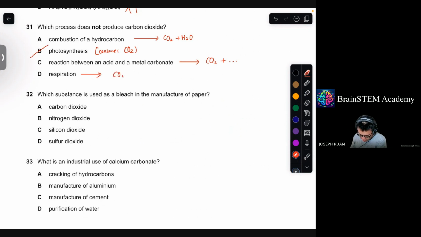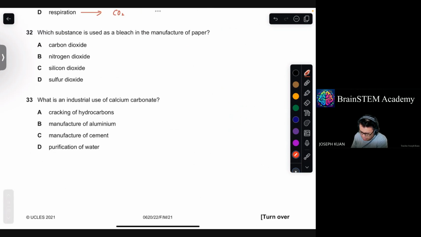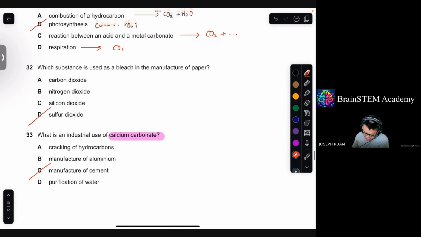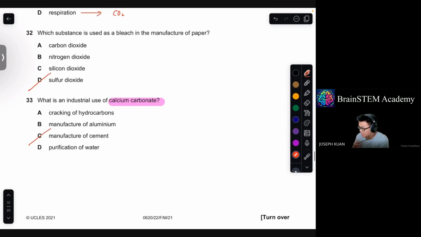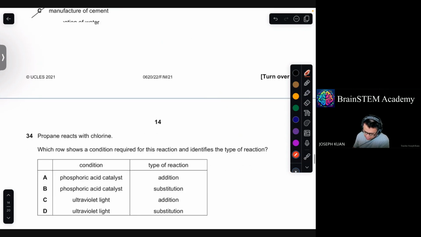Moving on to question 32. Which substance is used as a bleach in the manufacture of paper? There will be sulfur dioxide. You kind of need to memorize this in order to know the answer. Right, the answer is sulfur dioxide. Moving on to 33. What is an industrial use of calcium carbonate? Calcium carbonate is used in the manufacture of cement. As you can see, for questions 32 and 33, you just need to know how it is done in industry. All right, moving on to question 34.